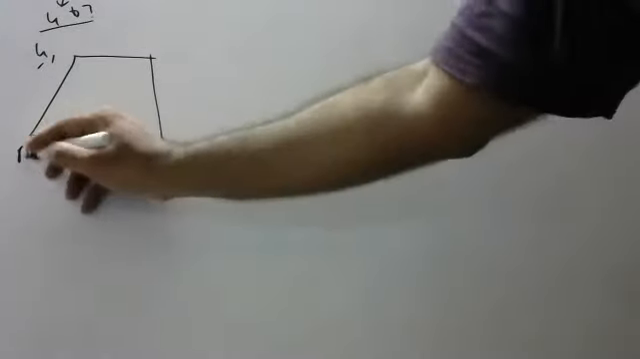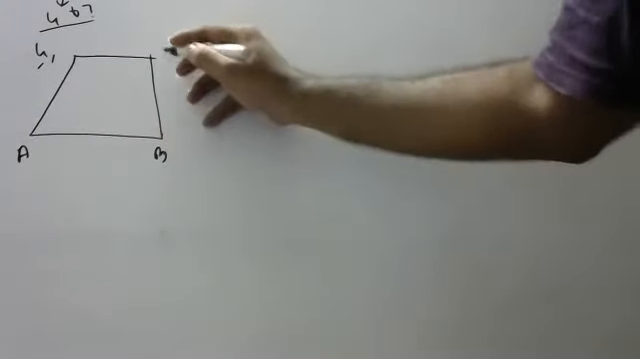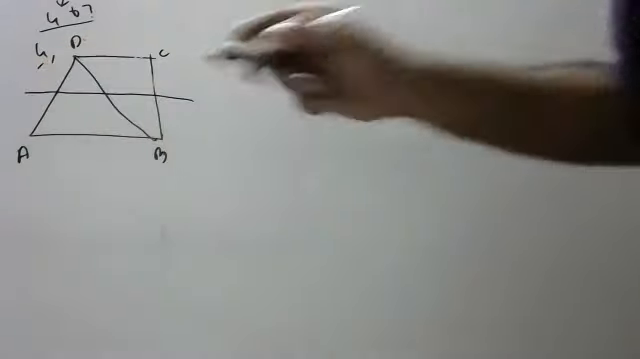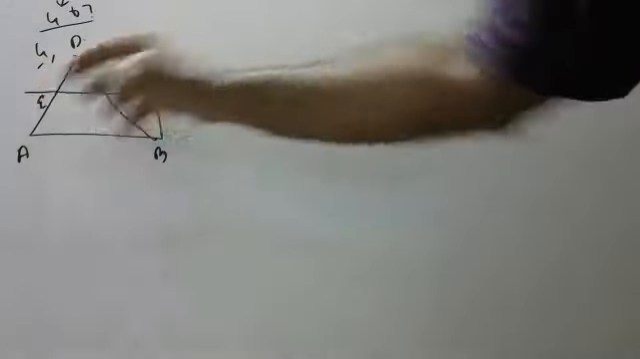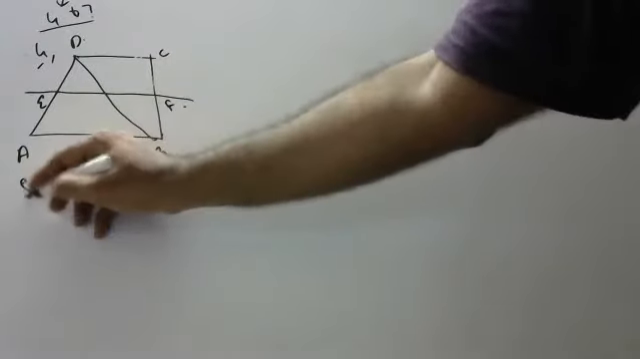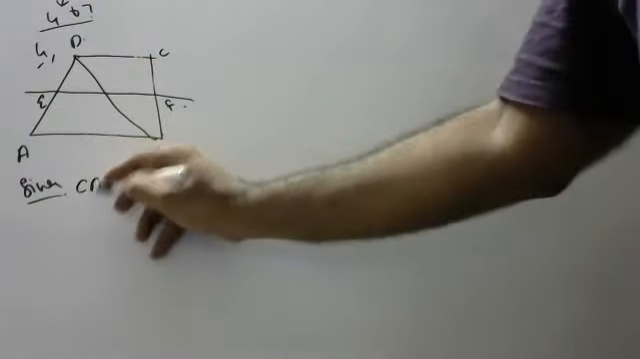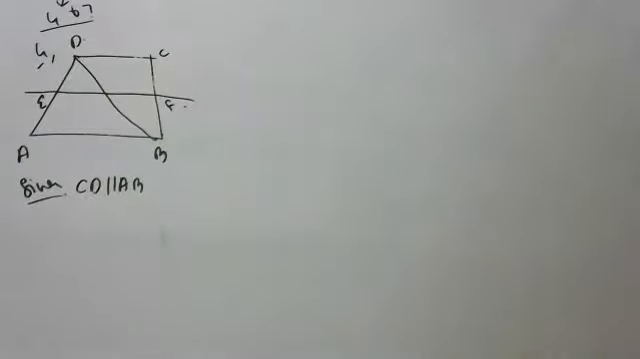Children, this is given A, this is B, this is C, this is D, and there is a diagonal joining B and D. There is a parallel line named E and F. Let's write here "Given", children. Given is compulsory, you should write. ABCD is a trapezium, which means CD is parallel to AB. In a trapezium, one pair of sides is parallel. We know that.